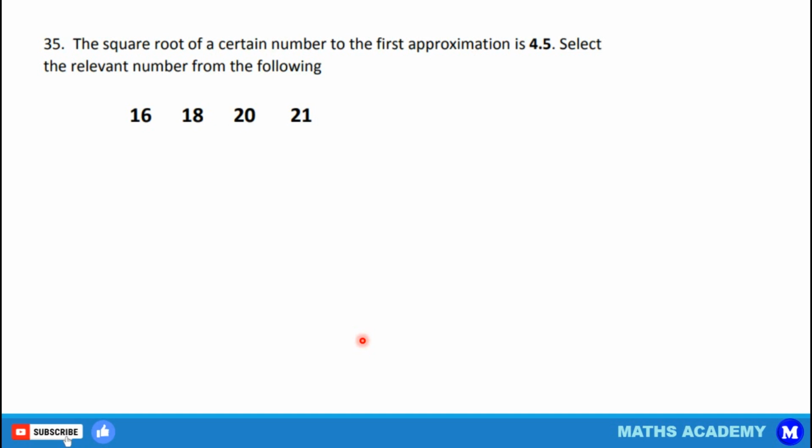Question number 35. The square root of a certain number to the first approximation is 4.5. Select the relevant number from the following. So from this we should see the first approximation of 4.5. It should be between 16 and 25 because 4.5 is closer to 5 and also closer to 4.